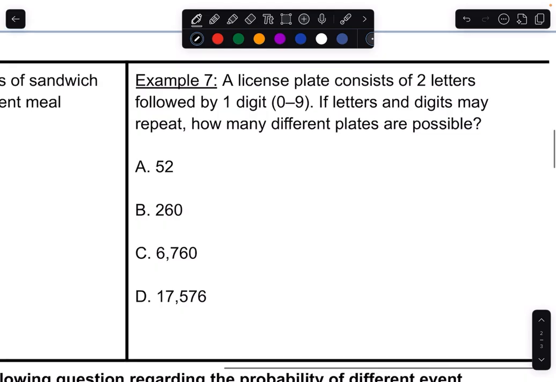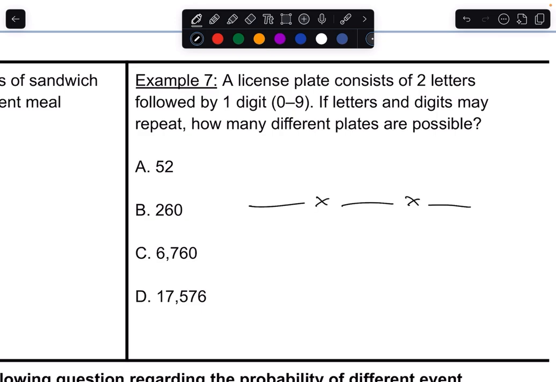Same idea here. A license plate consists of 2 letters followed by 1 digit. Okay? So you got 3 parts for a license plate. 2 letters. And then you got 1 digit. So 1 number 0 through 9. If letters and digits may repeat, how many different plates are possible?